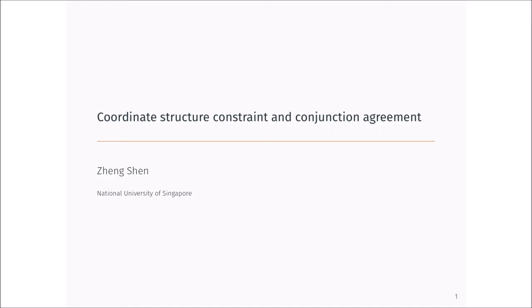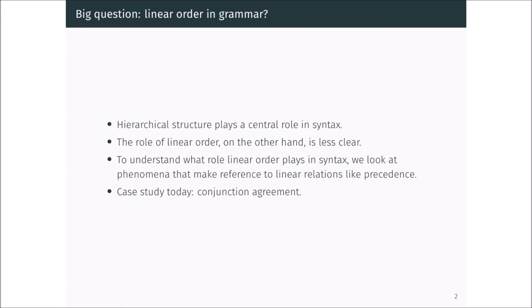Today I'm going to present to you coordinate structure constraint and conjunction agreement. One of the bigger questions that I'm interested in is what kind of role linear order plays in grammar. We all know that hierarchical structure plays a central role in syntax. The role of linear order is much less clear.